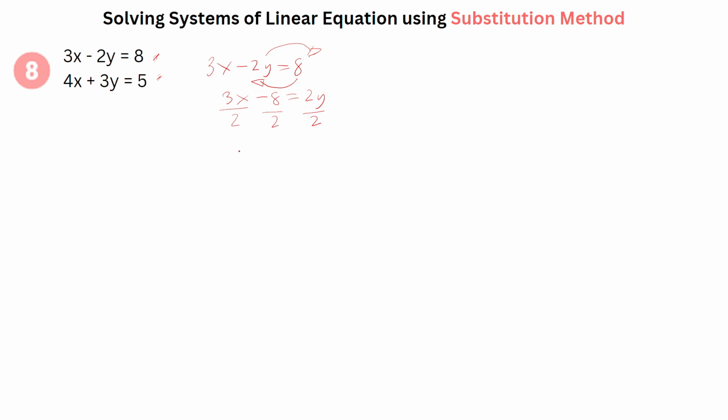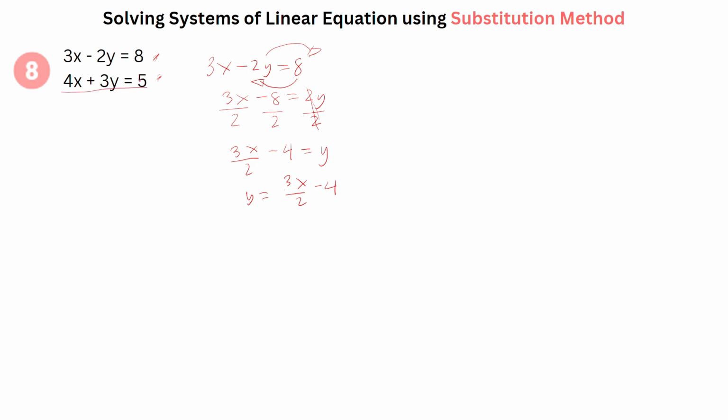Now what will happen? 3x over 2 minus 8 over 2. Okay, 8 over 2, I guess we can simplify this. What is 8 over 2? 8 divided by 2 is 4. And then is equal to, cancel the 2 here, cancel the 2. So equals y. So in other words, y is equal to 3x over 2 minus 4. Now, we already have a separated variable, so we can continue.